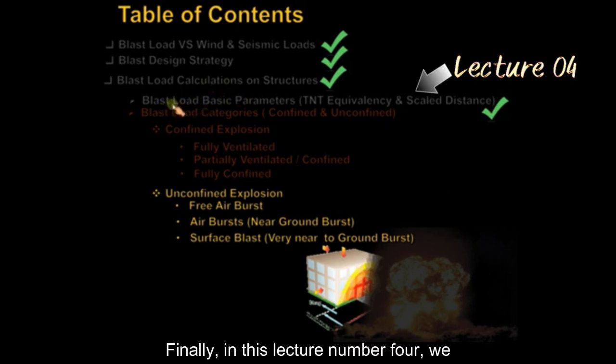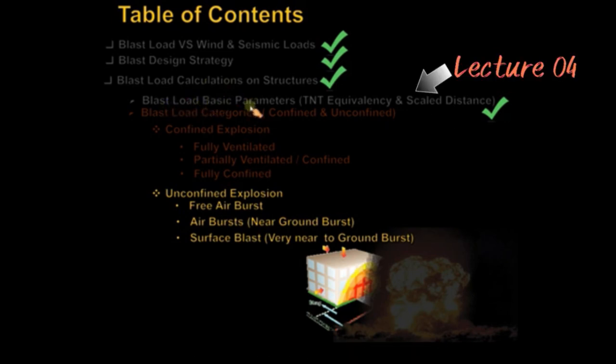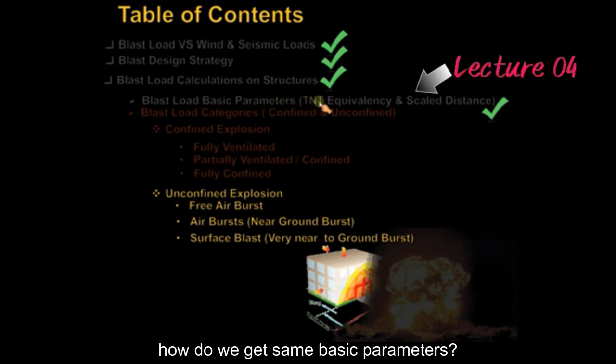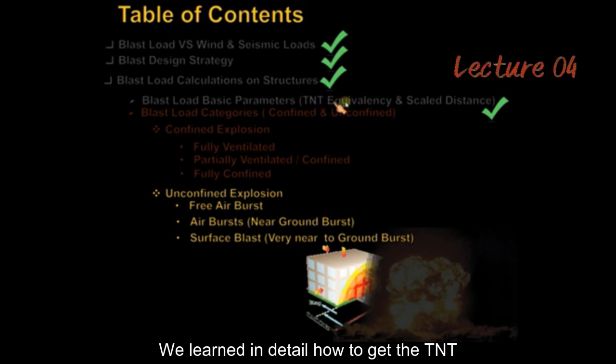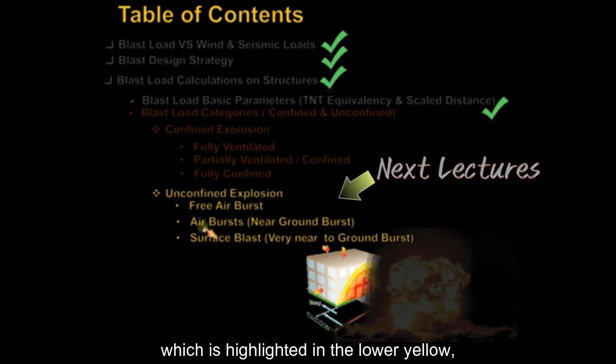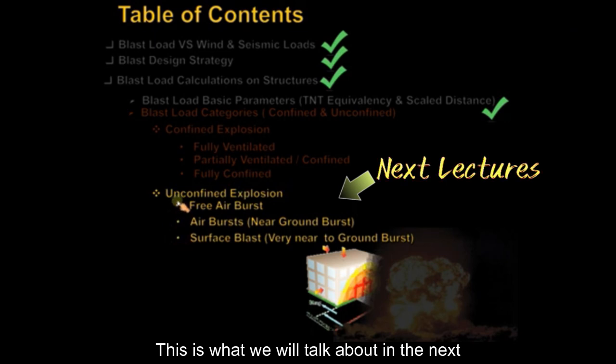Finally, in this lecture number 4, we started the first step in the blast load design. When we come to do the basic parameters, how do we get the basic parameters? What do we use in the curve? We learned in detail how to get the TNT equivalency, and also the scale distance. Then there is a subject that we will talk about in the next lecture, which is highlighted in the lower yellow, which is the unconfined explosion. This is what we will talk about in the next lecture. And these are the 14 curves that we talked about more than once.